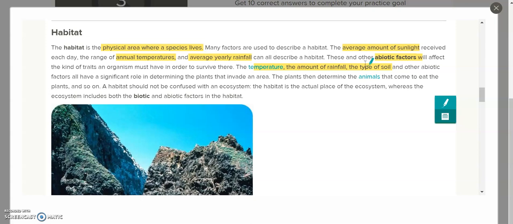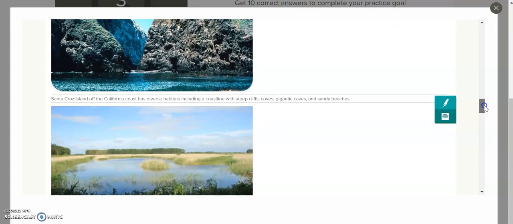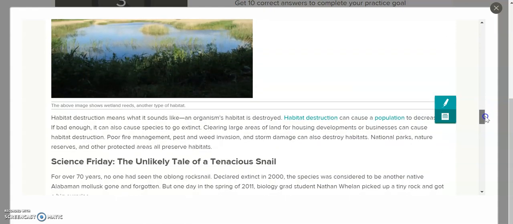So a habitat is not an ecosystem. A habitat is an actual place within the ecosystem. So an ecosystem is Georgia, right? Or excuse me, an ecosystem is the classroom. The habitat is your desk. It is a very specific place that you were put there for a very specific piece.